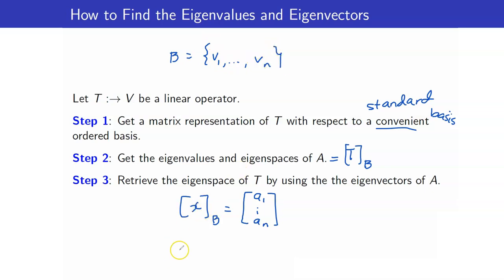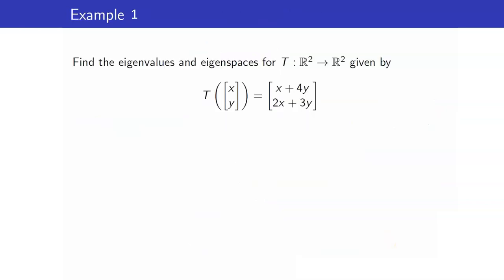Then the eigenvector x would just be a1 v1, a2 v2, and so on up to an vn. Let me illustrate that using this example. Suppose that our linear operator sends a vector in R2 to this vector. First step, our standard basis is (1, 0), (0, 1). We want to get the matrix representation of T with respect to this basis, but that would mean that we have to get first the images of these elements.